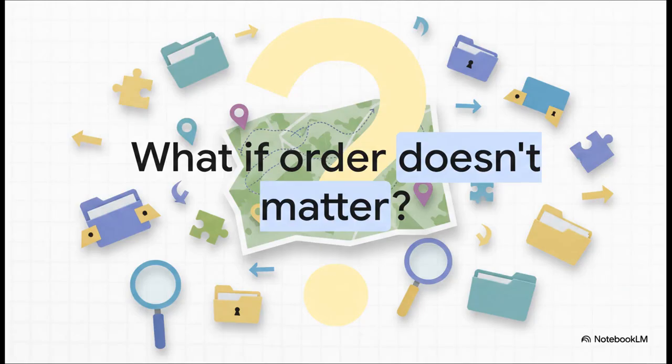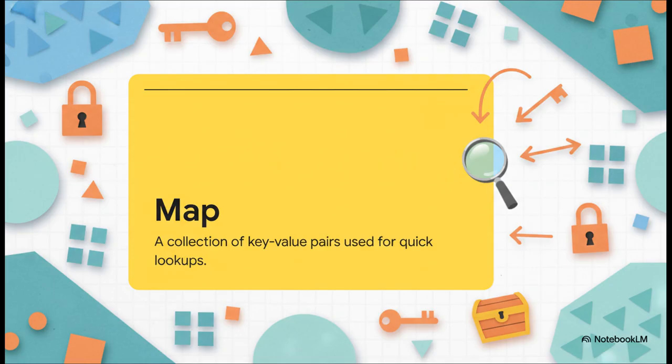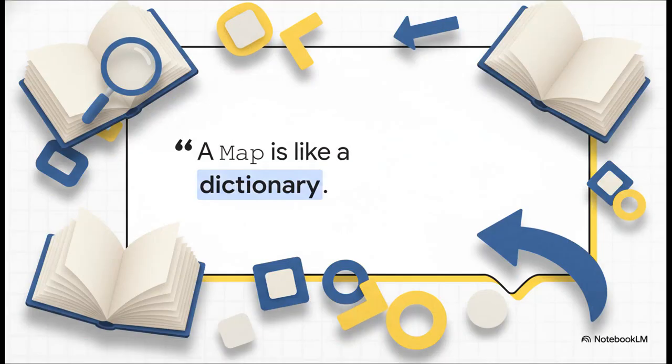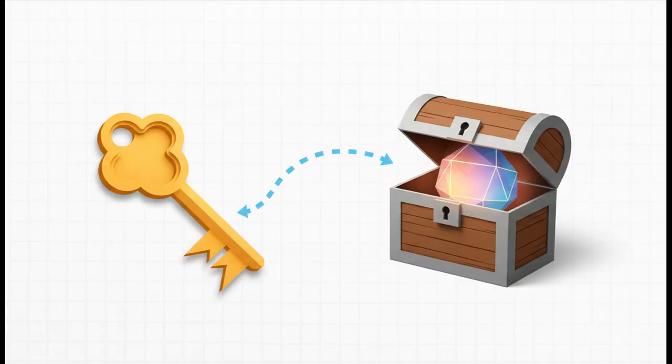Okay, but what if order doesn't matter? What if you just need to look things up? Well, for those kinds of lookups, we're going to use something called a map. And the best way to think about a map, it's just like a dictionary. You look up a word, which is the key, to find its definition, the value.